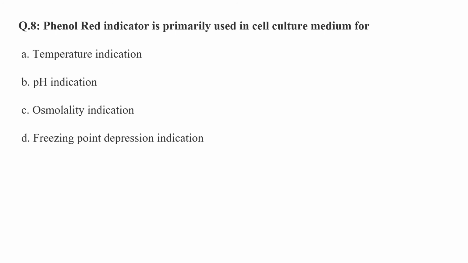In some cases, if alkalis or bases are secreted, it turns pink. In the pH range of about 6.8 to 8.2, it is red in color, so in the physiological range it is red. When it goes to an extreme or changes its color, we will know that there is a change in the pH of the media, so that we can change the media.